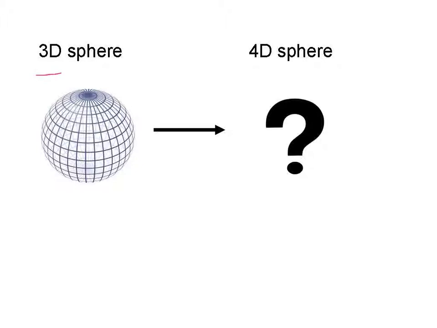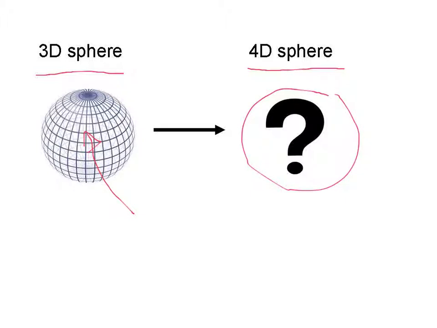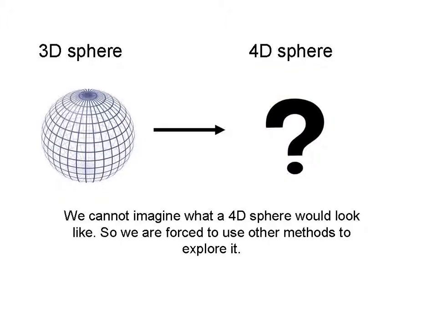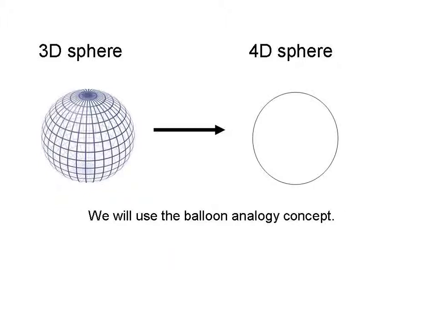So we'll take a 3D sphere, and we're talking about the volume, that's the inner space of the sphere, and we curve it around to create a 4D sphere. What do we get? Well, it might be a cheap way out, but we can't imagine what a 4D sphere would look like. It's beyond our ability. So we're forced to use other methods to explore it. And to do this, we're going to use the balloon analogy concept.